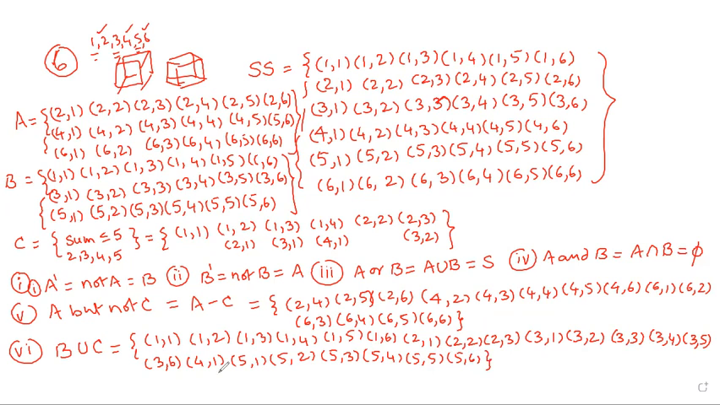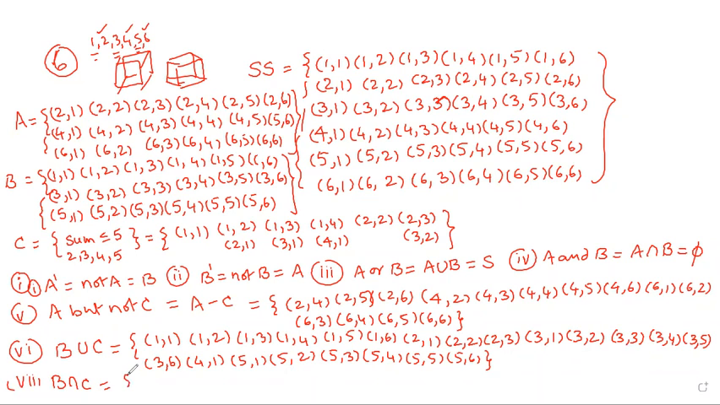Right. This is the B union C. Next, everyone write down B intersection C. Same thing: what are the common elements? Write down B intersection C. The common elements of B and C. What is the common element?